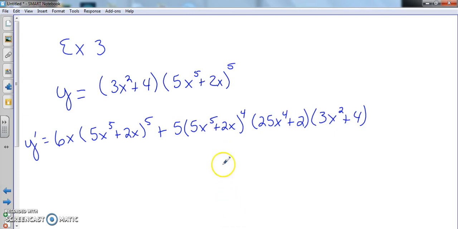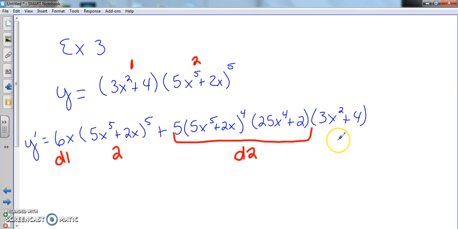So let me go ahead and label. This is my first, this is my second. So derivative of the first times the second. All of this is the derivative of the second times the first. I hope this helped with the chain rule.